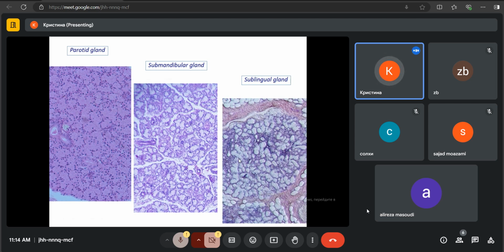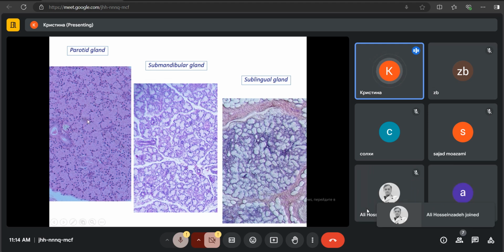This is how these three glands look on histological sections. In the parotid gland, we have serocytes, which are stained equally, and these secretory portions have basophilic cells and a not very well seen lumen of the secretory portion. In the submandibular gland, we have mostly mixed secretory portions. In the sublingual gland, we have mostly mucous secretory portions.